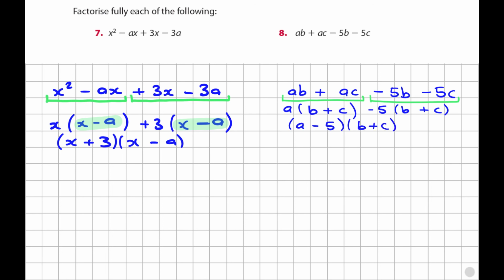Okay, and just to look at that, if I was to expand that, I'd say the first term, which is a, times everything in the second, which is b plus c. Second term, which is minus 5, times everything in the second, which is b plus c. So you can see how that works if we were to expand.